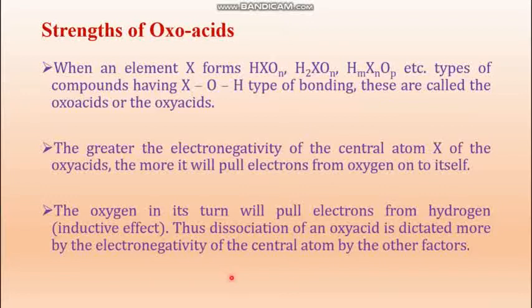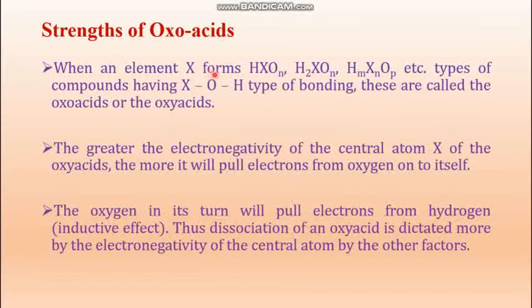So what are oxoacids? From your lower classes, you are dealing with lots of oxoacids such as sulfuric acid, nitric acid, carbonic acid, phosphoric acid, etc. So we have to compare different types of oxoacids according to the strengths of their acidity and basicity. Actually, according to their acidity.